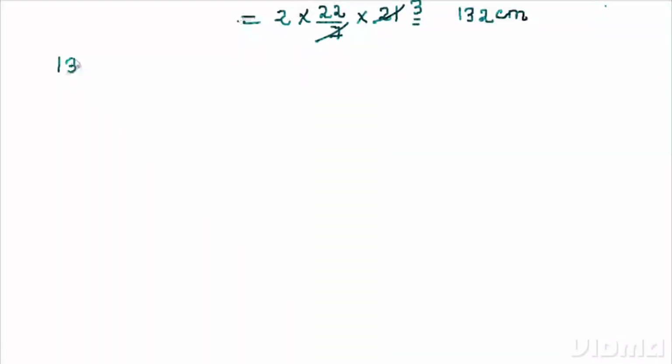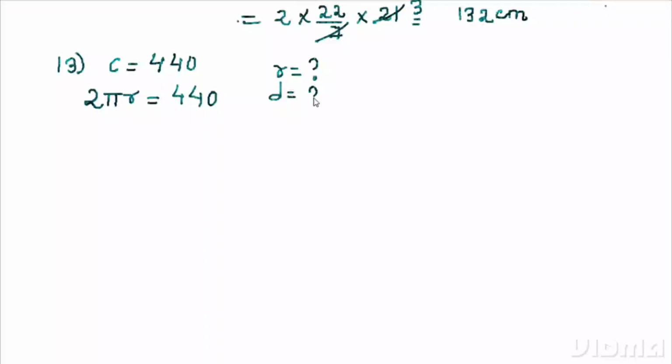So the circumference is given to me as 440. So what is circumference? It is 2 pi r. That is equal to 440. And they are telling you to find the radius and diameter. So radius I don't know, diameter I don't know. So now let's substitute this. So 2 into 22 by 7 into r, that is not given to me, is equal to 440.